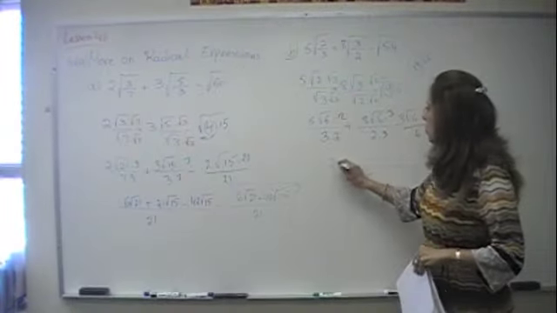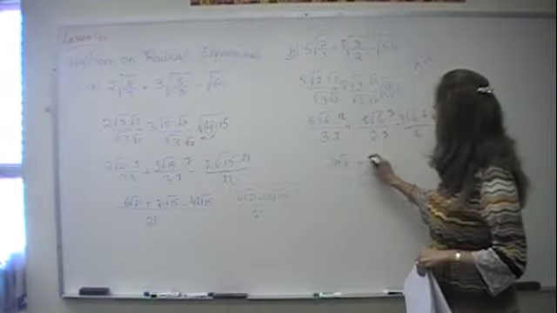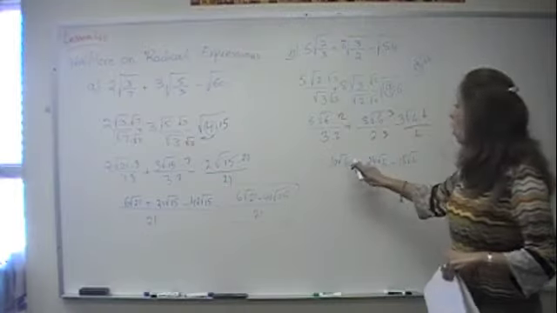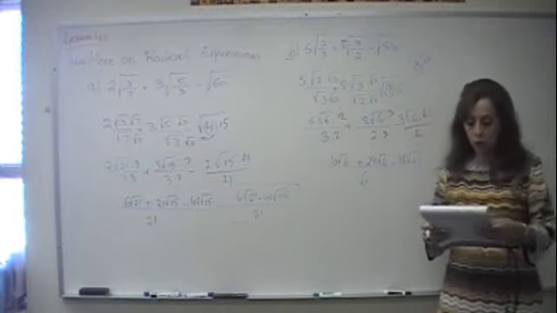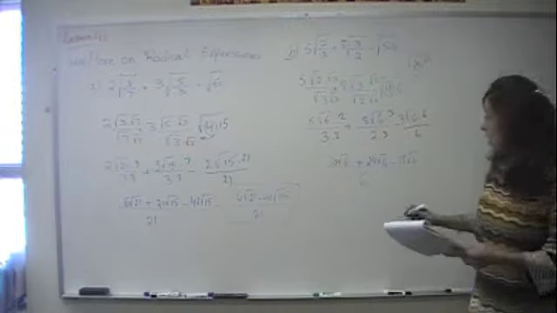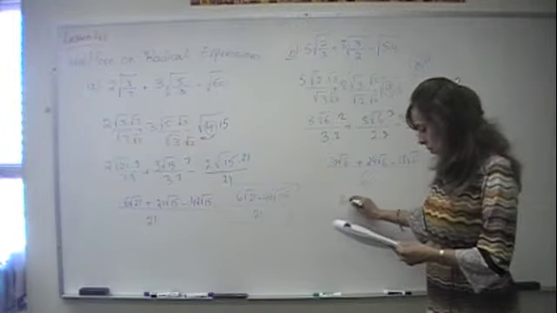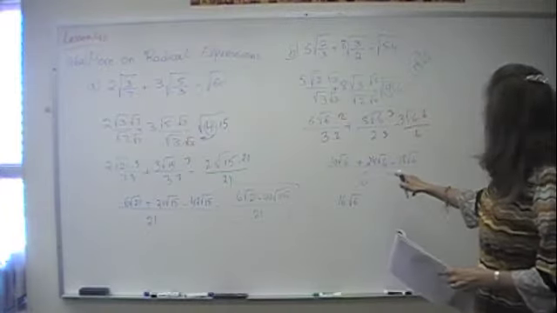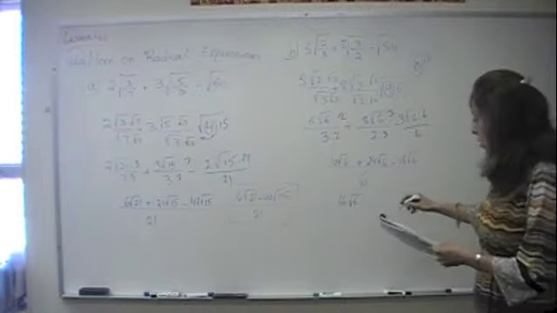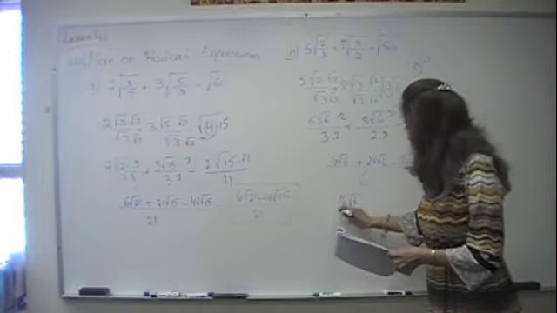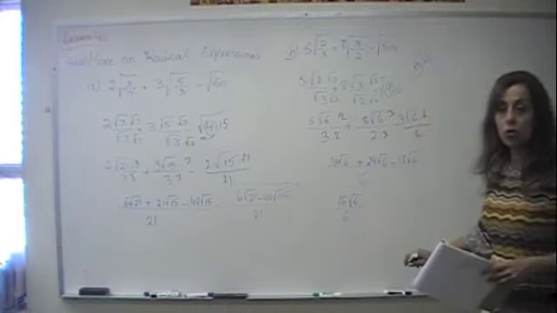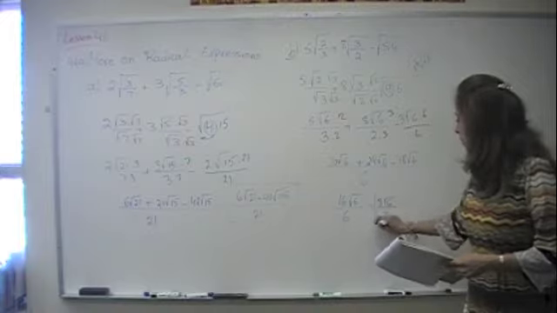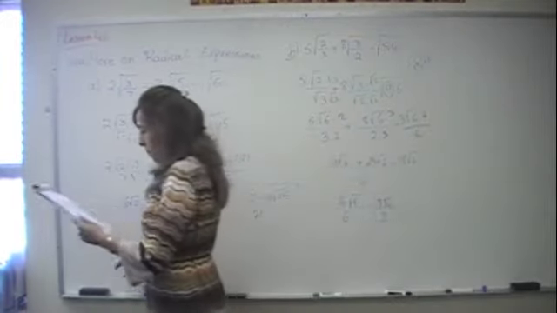10 square root of 6 plus 24 square root of 6 minus 18 square root of 6. All of them have the same radical, square root of 6. So if you add them, that would be 16 square root of 6. This is 34 minus 18. It is 16 over 6. You can cancel by 2, and that would be 8 square root of 6 over 3. Always simplify to lowest terms when possible.